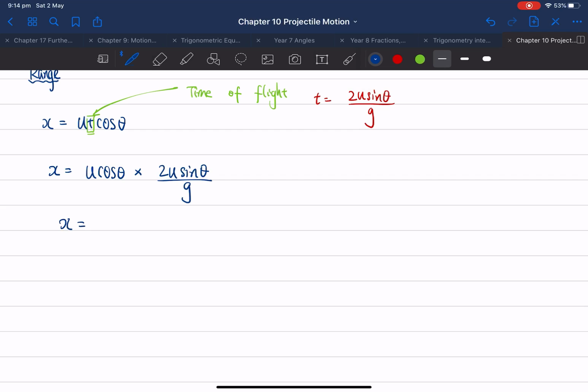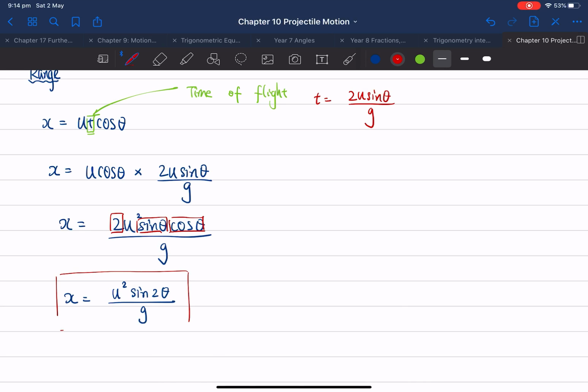All right, so x is equal to 2u square sine theta cos theta over g. Now, I don't really like this expression, so we need to pay attention to this part. That's 2, that's sine theta, that's cos theta. What does that become? That's a double angle formula. So it becomes u square sine 2 theta over g. All right, and then that is our last formula. You don't need to memorize this formula every single time, you need to derive it.